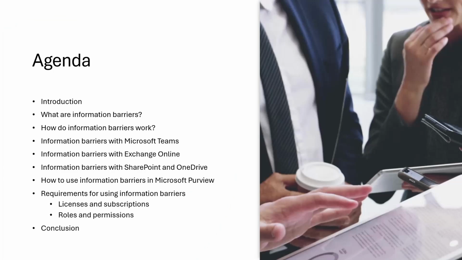Now, that's our agenda there. We're going to be introducing the concepts. We'll define what information barriers are. We'll see how these barriers work. We are going to be looking at specific use cases of information barriers with Microsoft Teams, with Exchange Online, and then with SharePoint and OneDrive. We'll then look at how to use information barriers in Microsoft Purview. What are the requirements for information barriers? What are the licensing and subscriptions? What kinds of roles and permissions do we need to have to be able to use them? And then we're going to conclude.